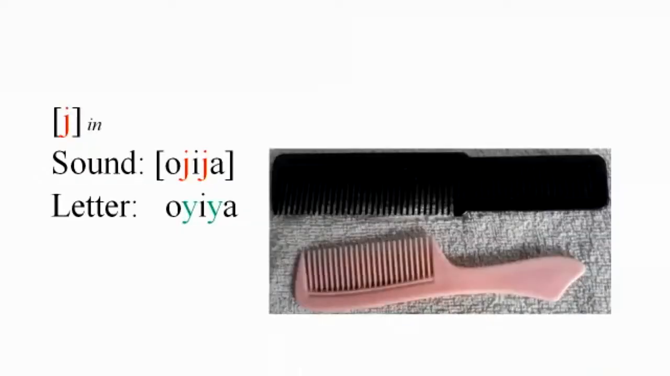Then the sound we in Owe is represented by the letter W. The sound we is represented by the letter W. And the sound yip in Oyiya. You see that in green, the letter Y of the Roman alphabet is used to represent that sound, the one written in red, pronounced in Oyiya.